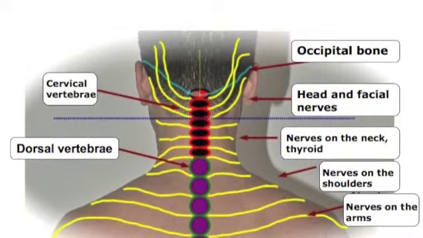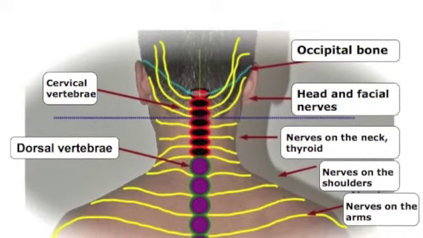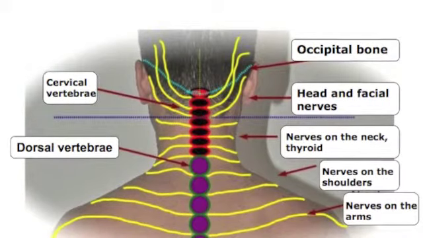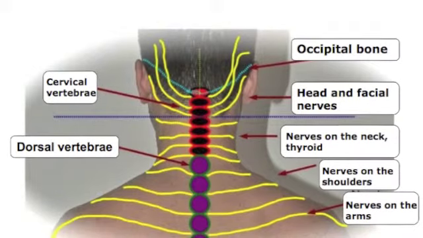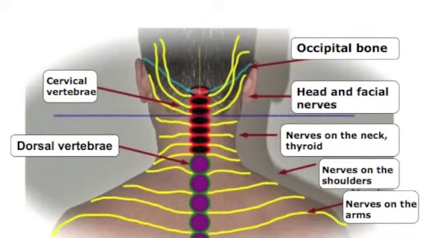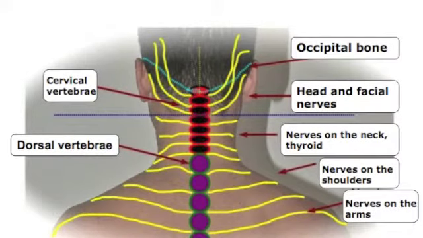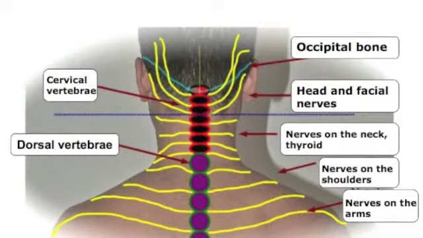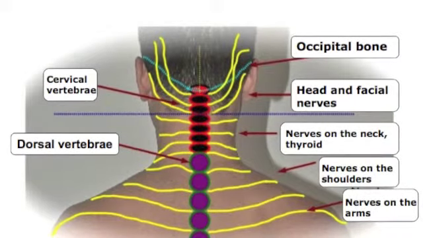Now, moving on to the dorsal vertebrae, you will also improve the nerve supply to the shoulders and to the arms. There, we will be working on the oxygenation zone that I've shown you in previous videos.